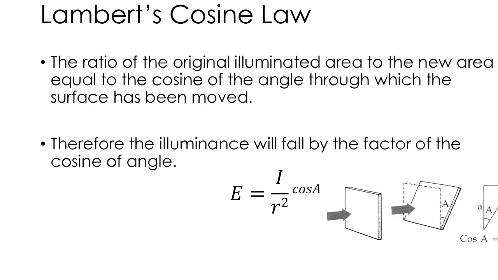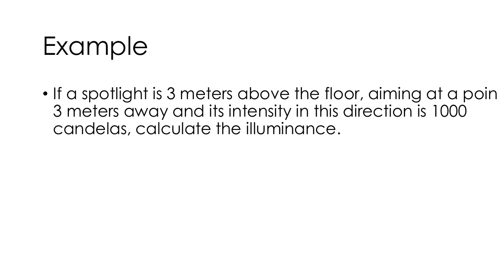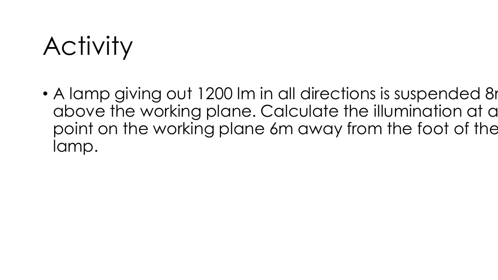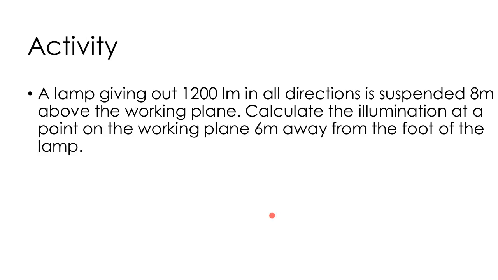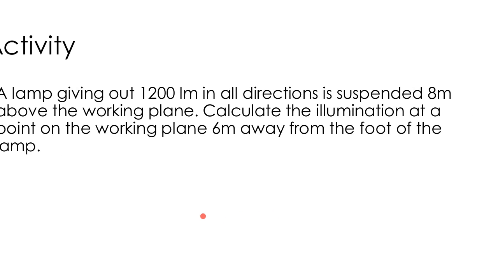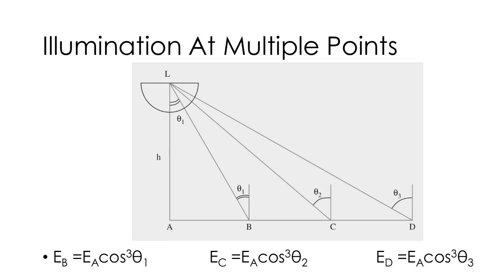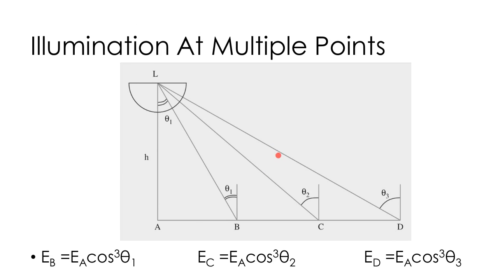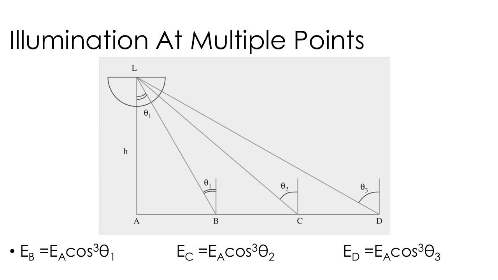So E is equal to I over r squared, times cos A. An example is there, and you can calculate it: a lamp giving out 100 candela in a direction. I don't want us to do these calculations now, because there is a time when we are going to do the calculations. Illumination at multiple points, you can see how it is.